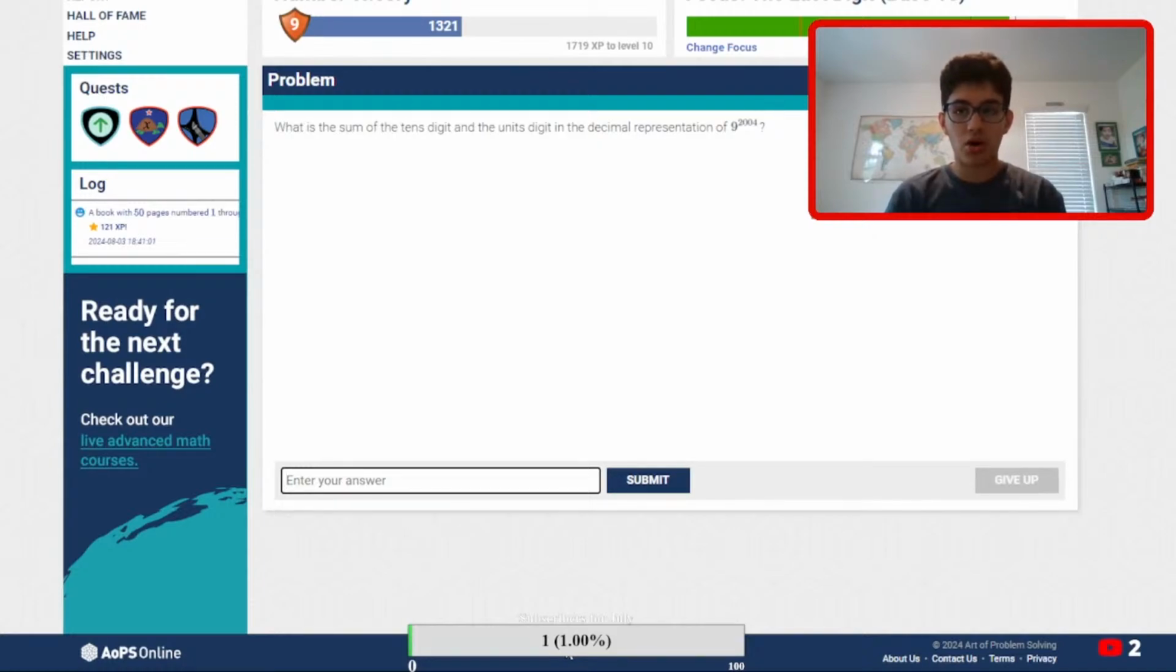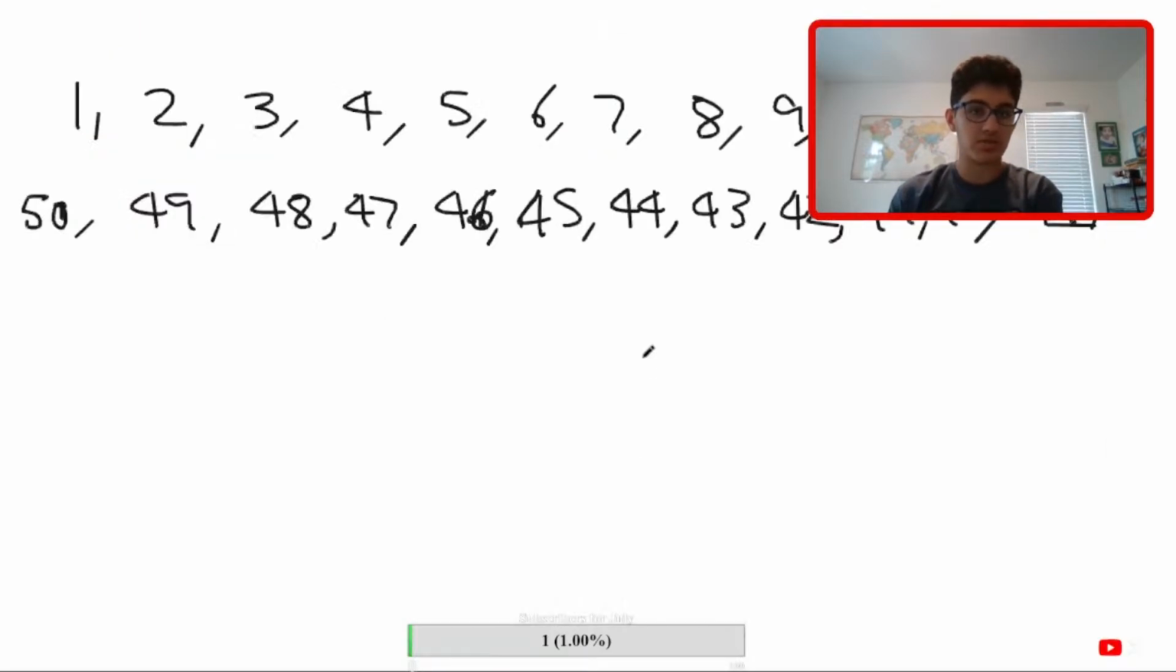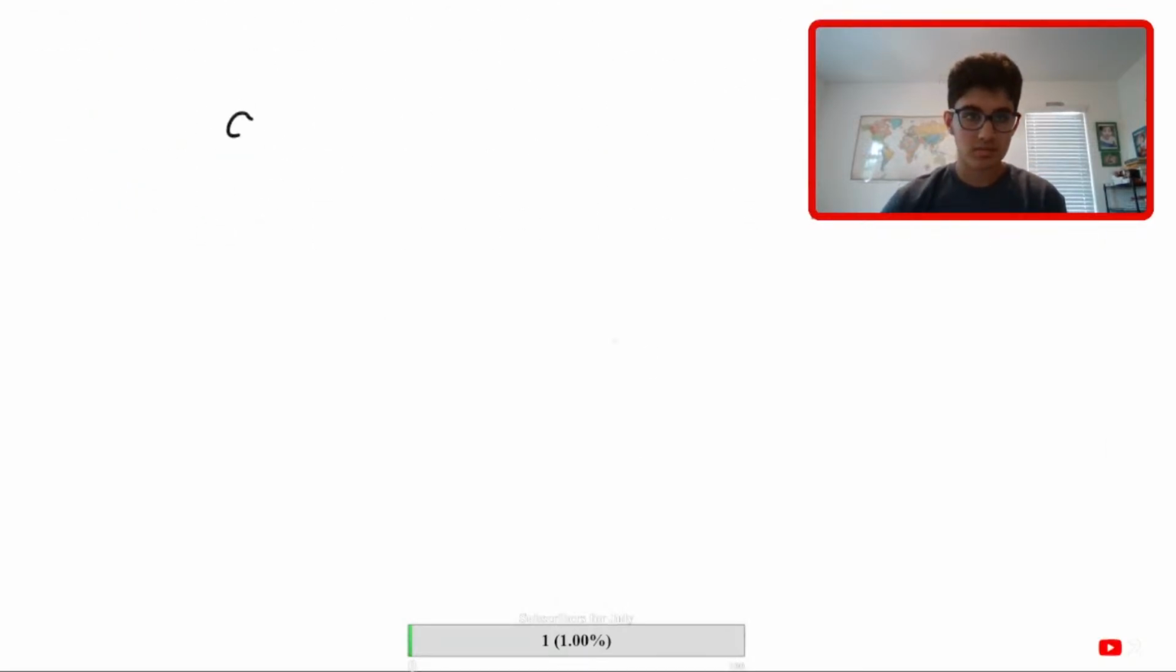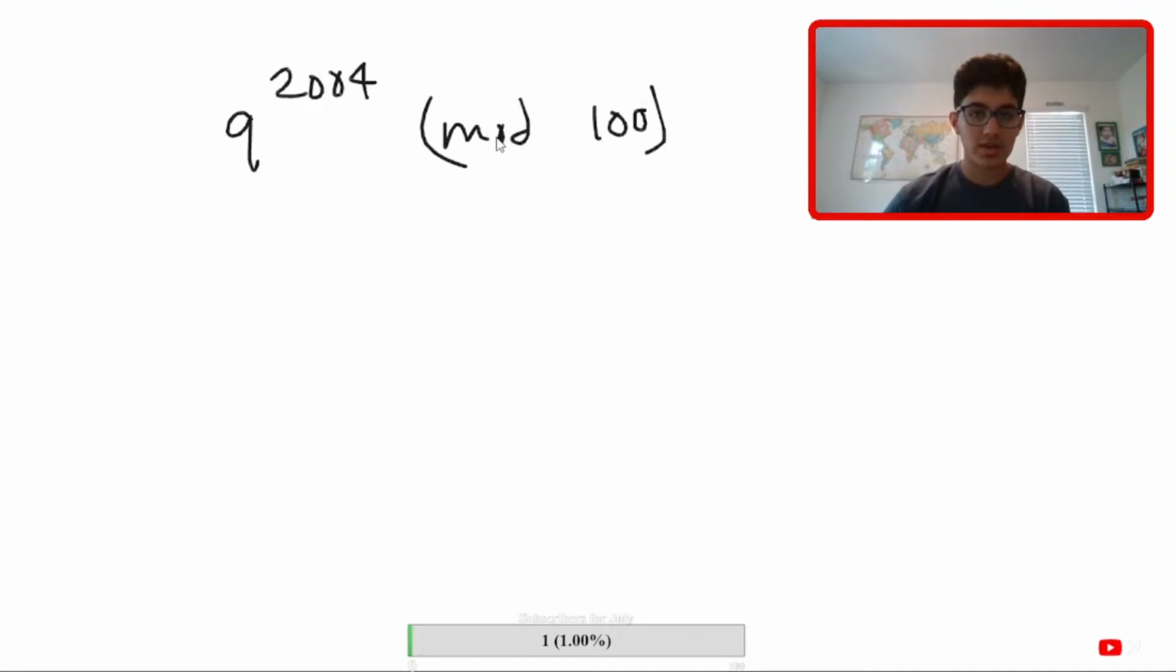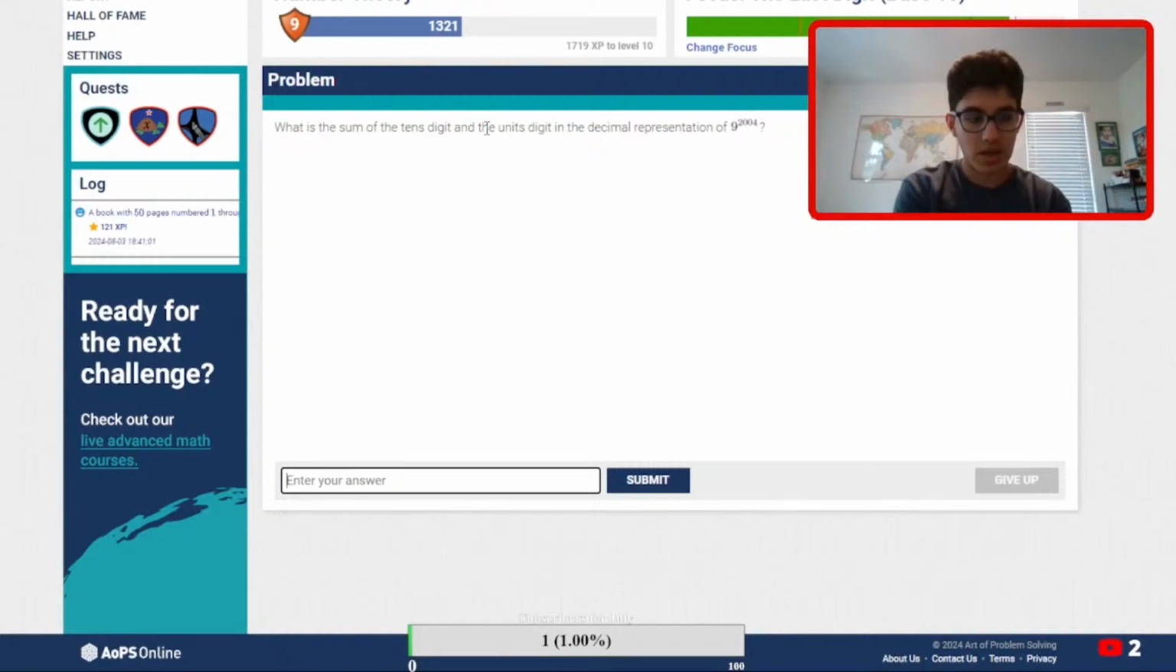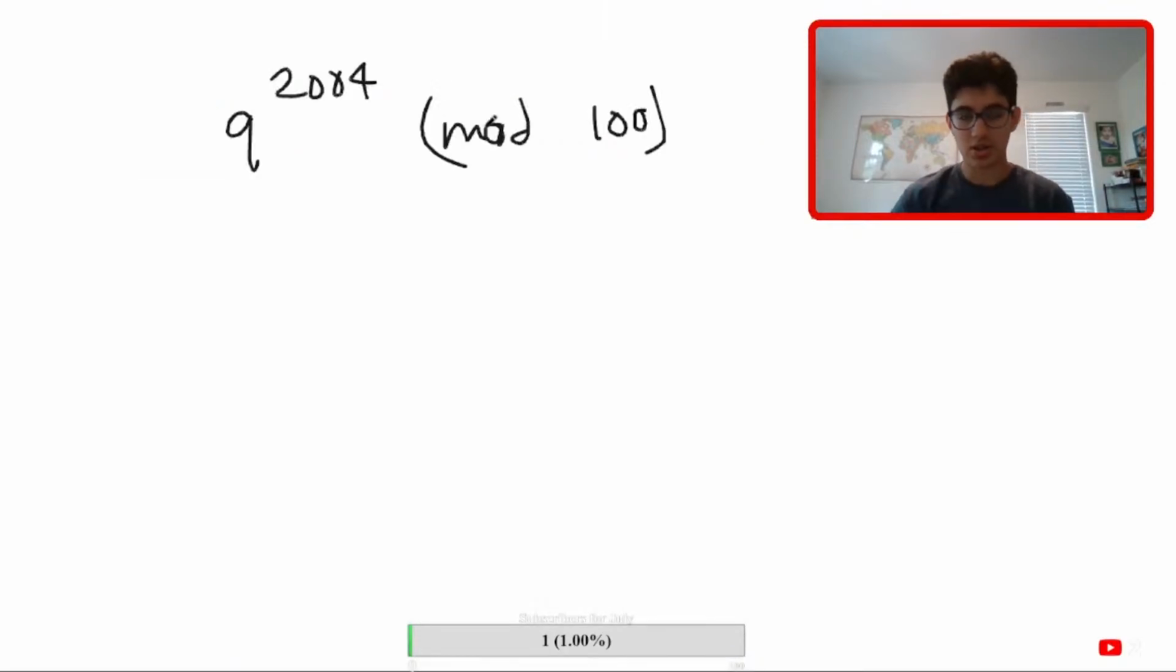So basically we need to take it mod. You want to take 9 to the 2004 mod 100, right? 9 to the 2004 mod 100. Whatever this is, then we'll have the remainder, and we can just add the tens and the units digit there. So that's easy enough. We just need to get there now.